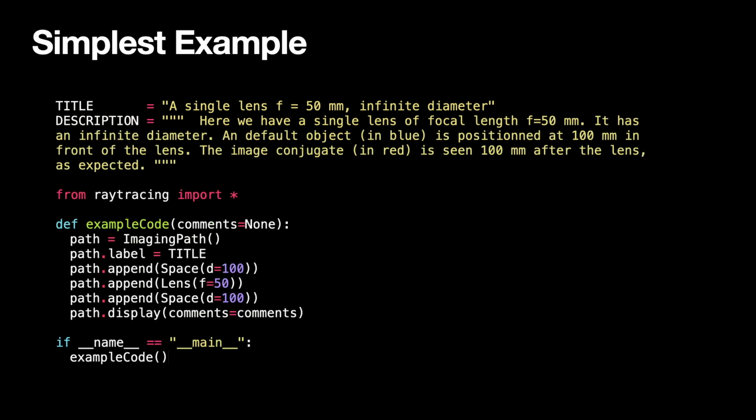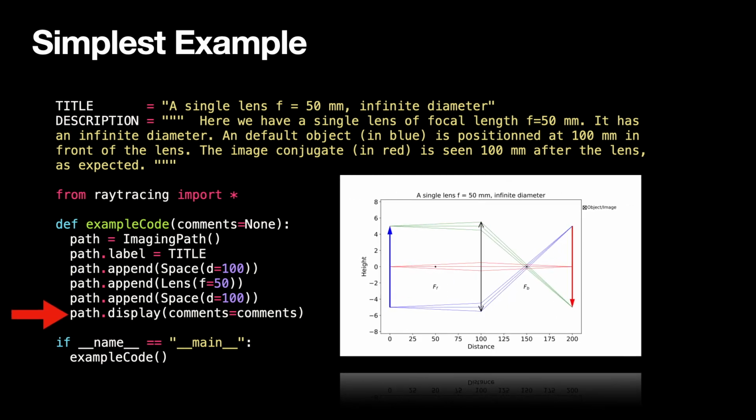So the code with ray tracing is very simple. We import the ray tracing module, and then we create an imaging path. We add a space element of length 100, a lens of focal length 50, and another space element of length 100. Then we can display the system to see what it looks like.